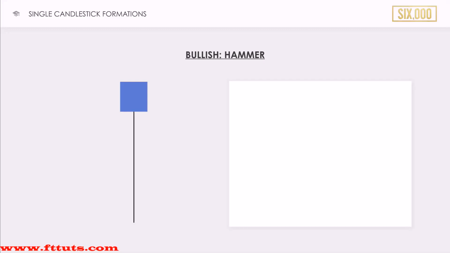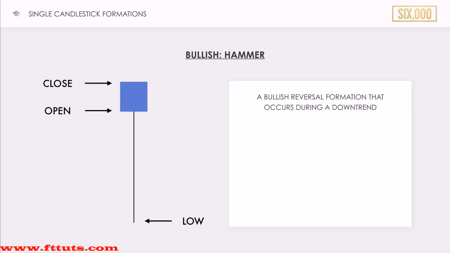One of my favorite is the bullish hammer. Now remember, all these candlesticks are bullish, they're all buying candlesticks. So again, we have the open price and the close price, which are relatively the same in this situation. They're quite close. And we have the low price, which, again, looks like a hammer. So a bullish reversal formation that occurs during a downtrend. So this candlestick, the hammer candle, will appear at the bottom of a downtrend.